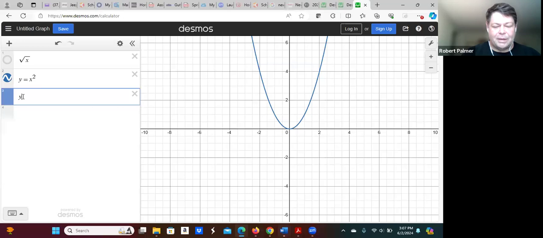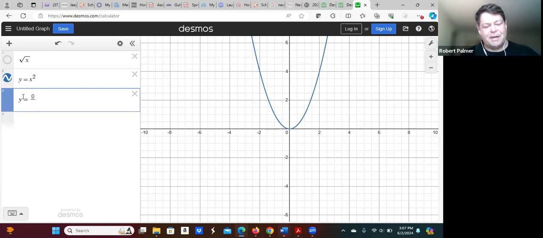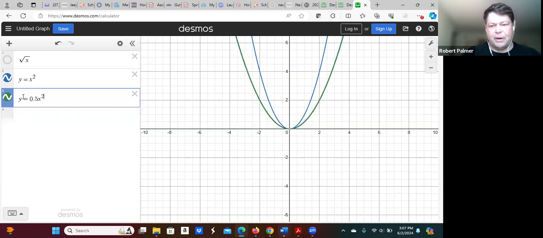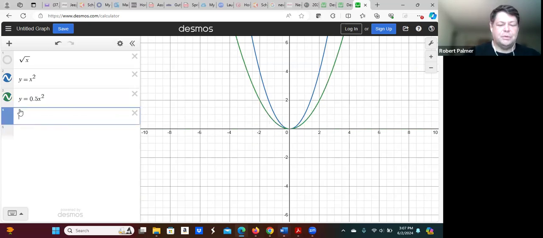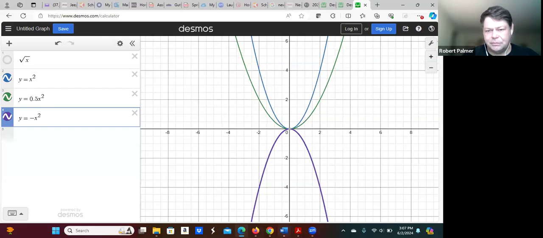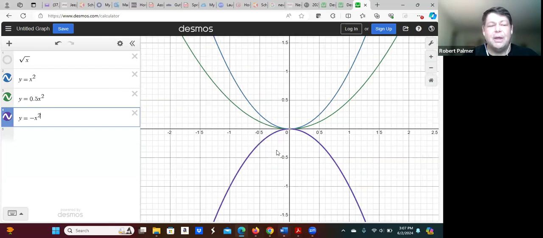Let's also do y equals, now space there, h of x. Let's do y equals 0.5 x squared. And let's do one more. Let's do y equals negative x squared. Okay, so let's zoom in on this. Of course, these colors are kind of similar, but let's say this top function is our h of x. Bottom function is our f of x, and this middle function is our g of x.